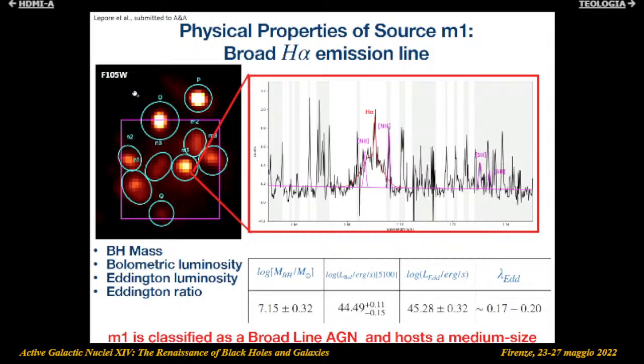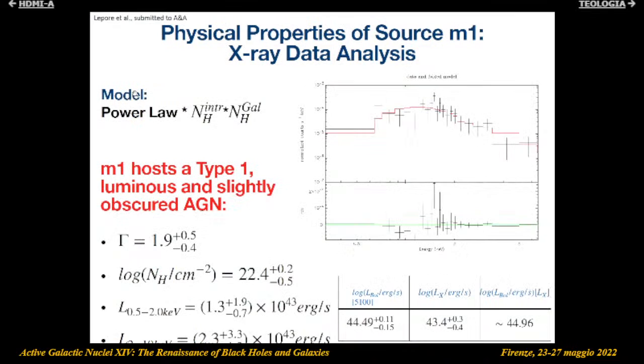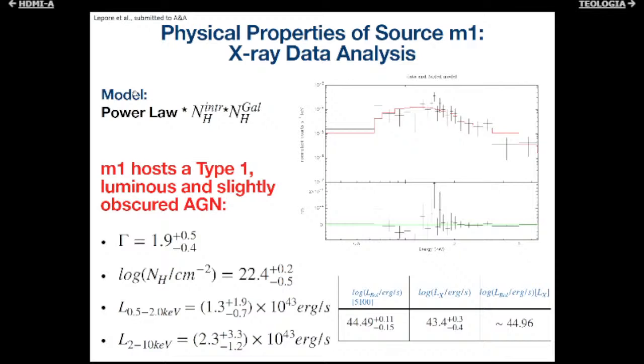Eddington ratio of 0.2. Then we focus on the analysis of the X-ray data associated with this source, and we fitted the spectrum with a three-component model: a power law, a term that accounts for intrinsic absorption, and a term that accounts for galactic absorption. From our results, we can say that the photon index is between 1.8 and 2, so we are observing a type 1 AGN, and also this AGN is relatively luminous with a luminosity of 10^43 erg per second, and also slightly obscured with a column density of 10^22 cm^-2.